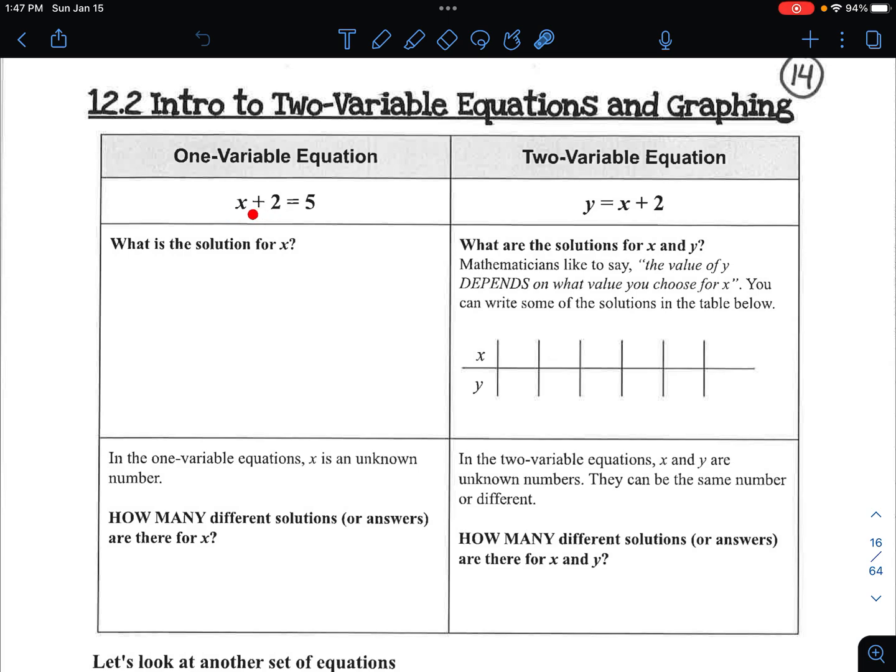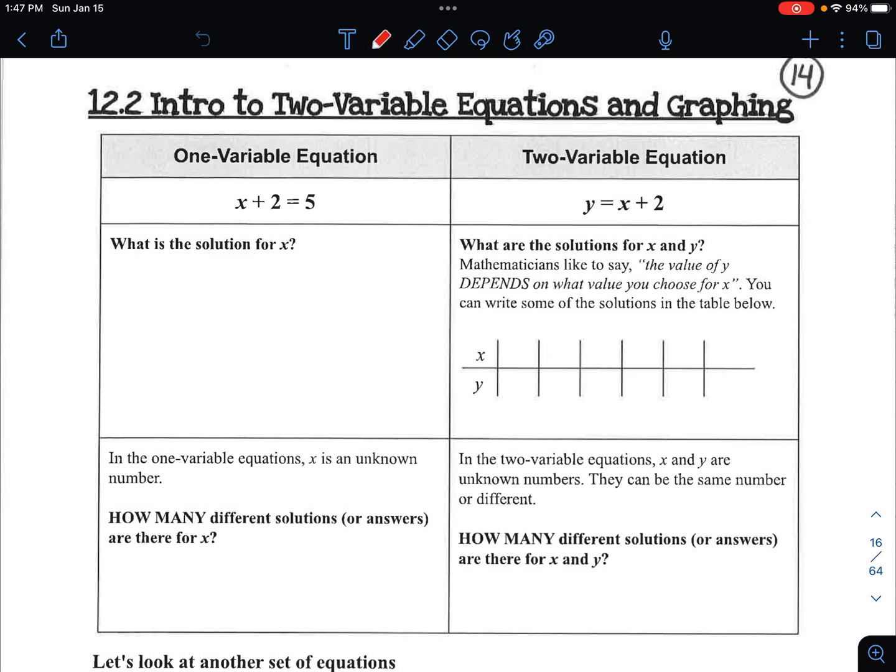Here's an example of a one variable equation: x plus 2 equals 5. And in a two variable equation, we have y equals x plus 2, and y and x are our variables. Over here, we just have x as our variable. So what's our solution? Let's look at the left side. What's our solution for x? Well, what plus 2 equals 5?